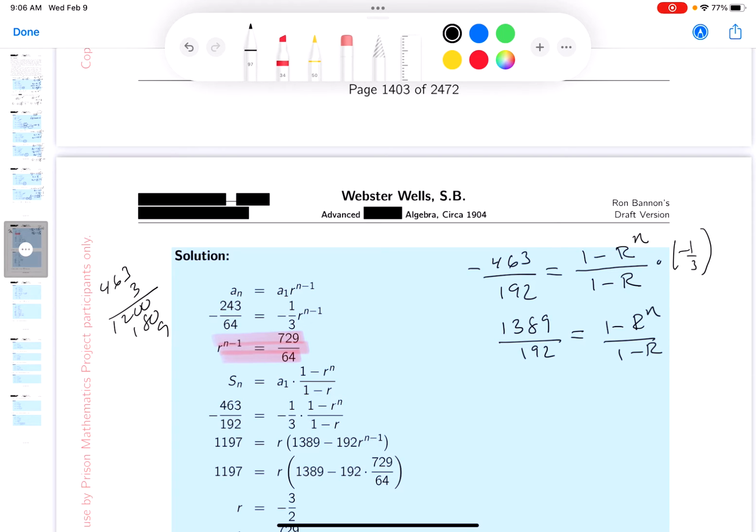Well, let's try something now. I want to focus in on what I have. And if I can, I'm going to write this as 1,389 minus 1,389R equals 192 minus 192R to the n.